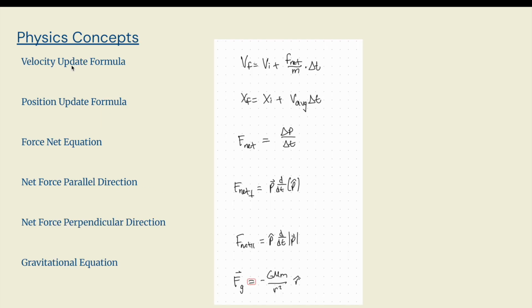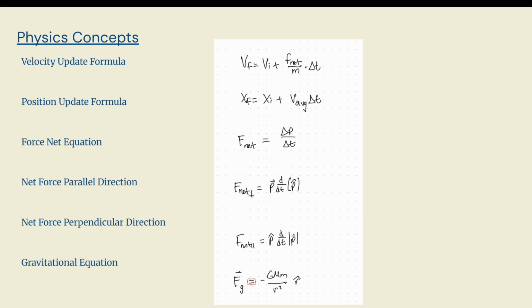The physics concepts we'll be using today are the velocity update formula, which is the final velocity is equal to the initial velocity plus the net force divided by mass times change in time. The position update formula, which is the final position is equal to the initial position plus the average velocity times delta t. The net force equation, which is net force is equal to change in momentum over change in time. The net force parallel direction, which will contribute to changing the velocity of the system, which is equal to the unit vector times the derivative of the momentum vector.